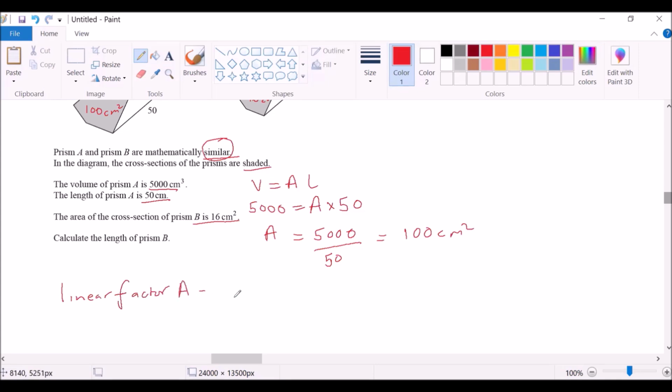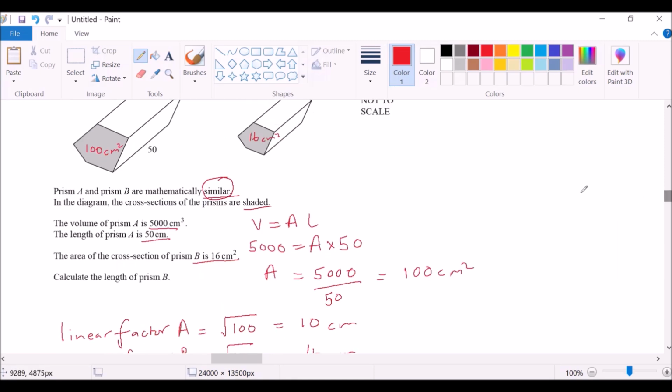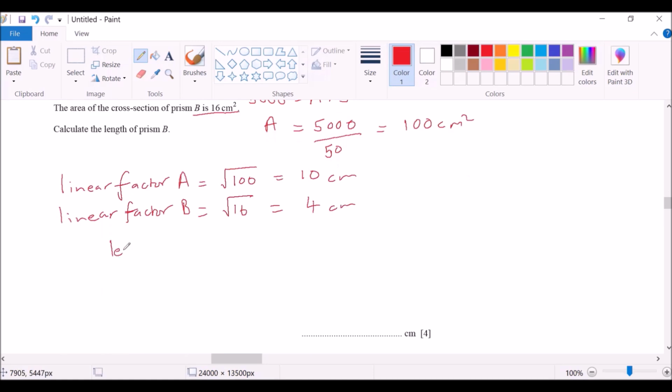Now that we have the areas, we want to find the linear scale factor for A, which is the square root of 100, which is 10, and the linear factor for B, which is the square root of 16, which is 4. So what we are saying is 10 centimeters on A is represented by 4 centimeters on B. So we're saying length on A to length on B. Length on A is 10 centimeters. Length on B is 4 centimeters.